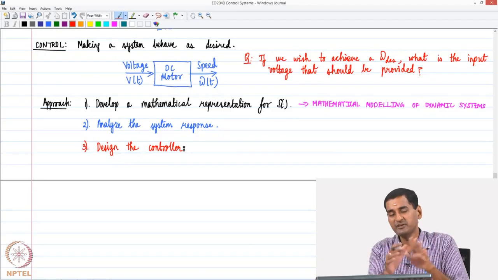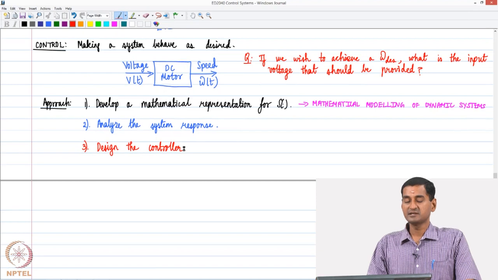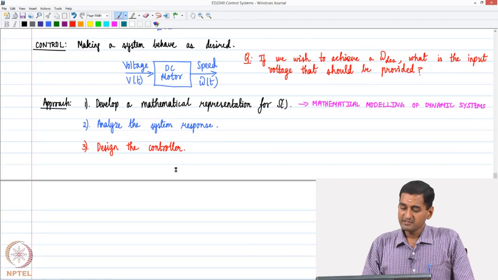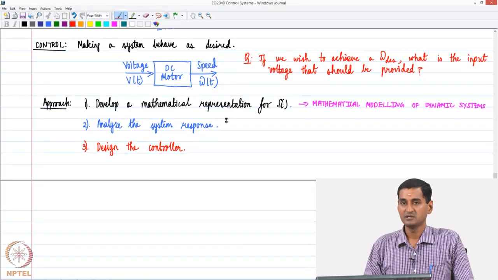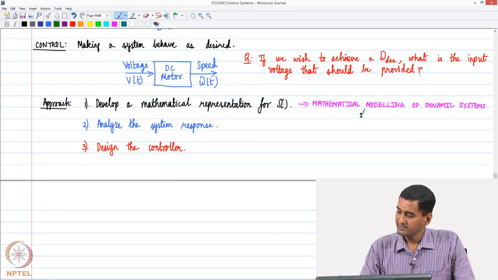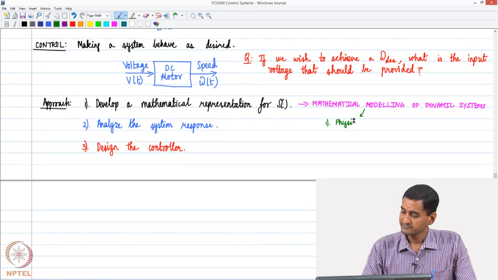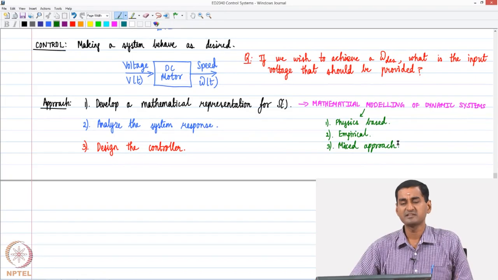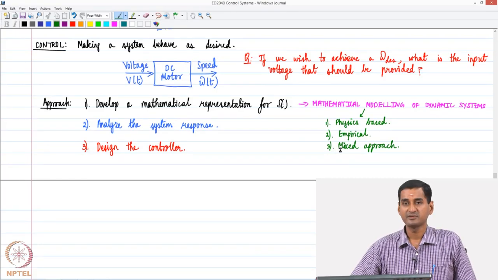So, in a very broad sense, a big picture perspective, these are the three steps involved in our approach, which we are going to learn in this particular course. The first step is to get a mathematical representation for this mapping S, which is obtained by and large through mathematical modeling of dynamic systems. And as I mentioned, we can have physics based modeling, where we use laws of physics to model the system. We can have a data driven or empirical approach. Sometimes we can have a mix of both, to model the dynamic systems. Of course there are various categories of models. We will also see which class of models we are going to look at.